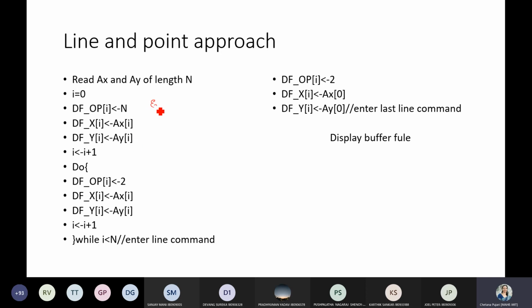So let's consider one example for this. I'm considering a hexagon here, which has 6 sides. Let's specify the coordinates for each vertex.